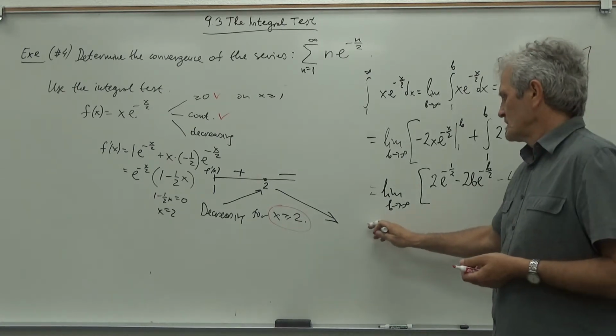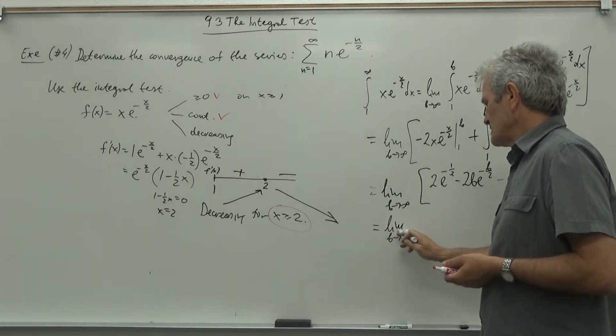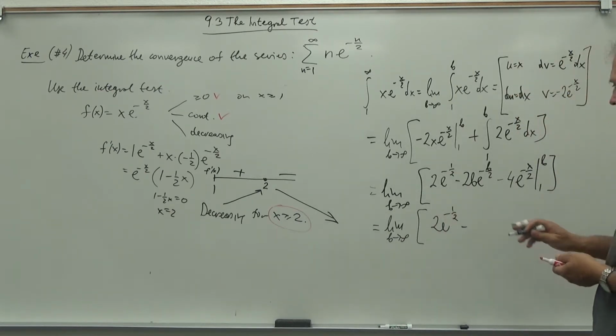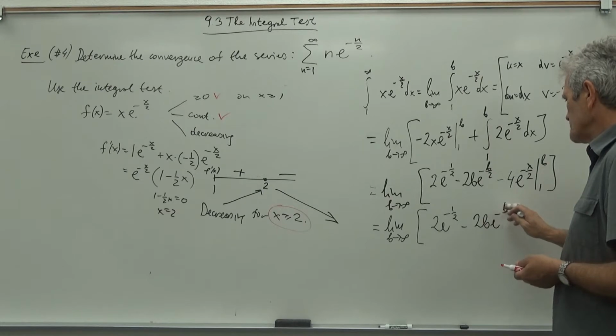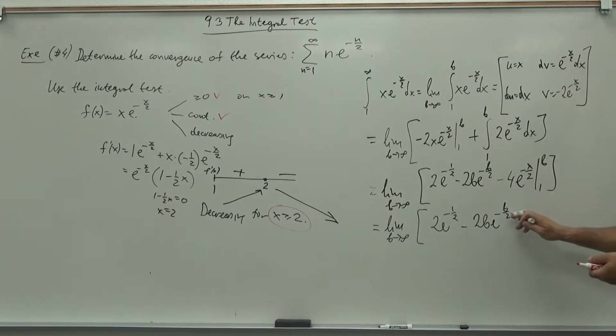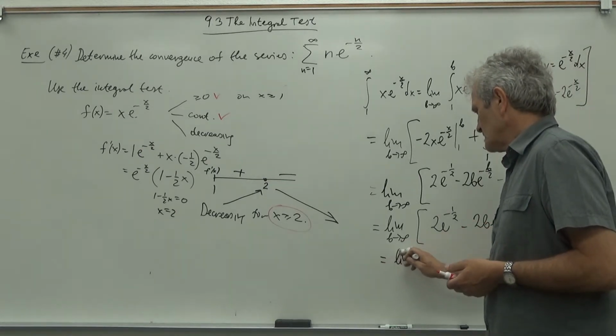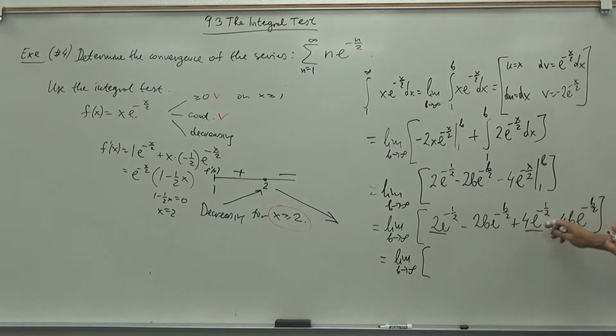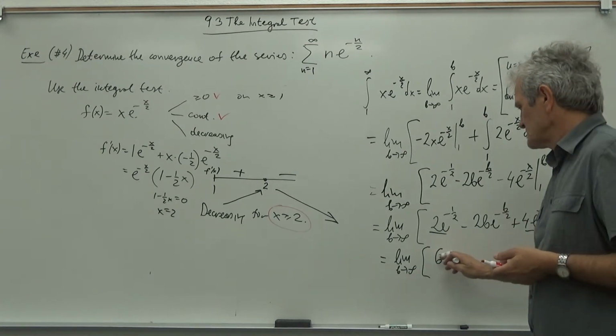So finally, we get the limit as b goes to infinity of 2e to the minus 1 half minus 2b e to the minus b half plus 4e to the minus 1 half. I flip the limits again. Minus 4b e to the minus b half. So altogether, it will be the limit when b goes to infinity of 2e to the minus 1 half plus 4, which will be 6e to the minus 1 half.